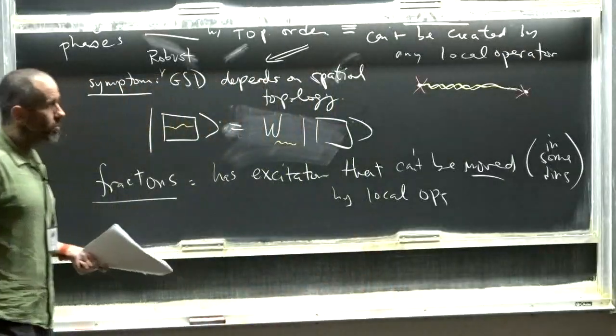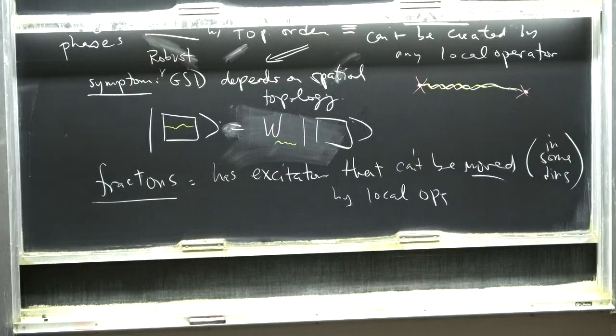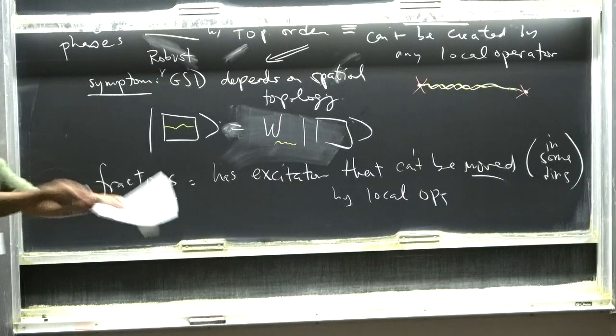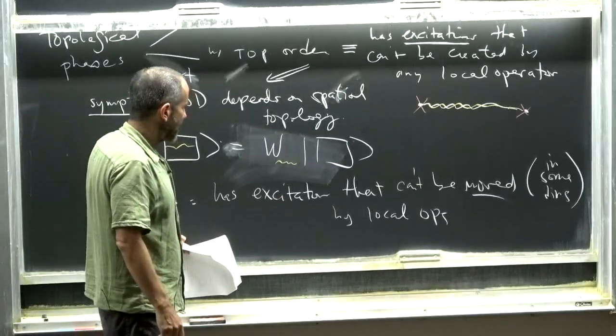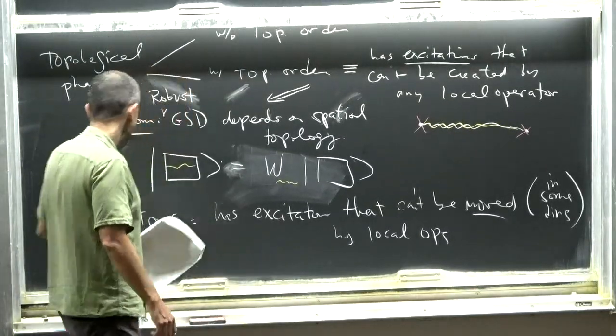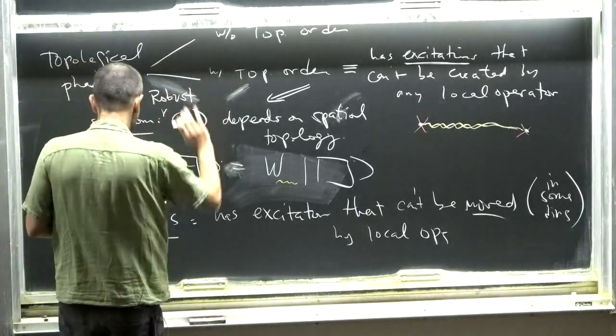So this is strictly stronger because obviously if I could create them by a local operator, I could just annihilate them here and then create them over here. But okay, so this is a special case here.